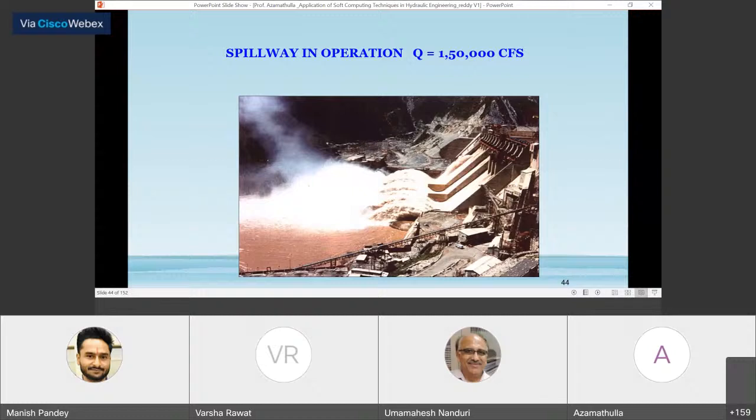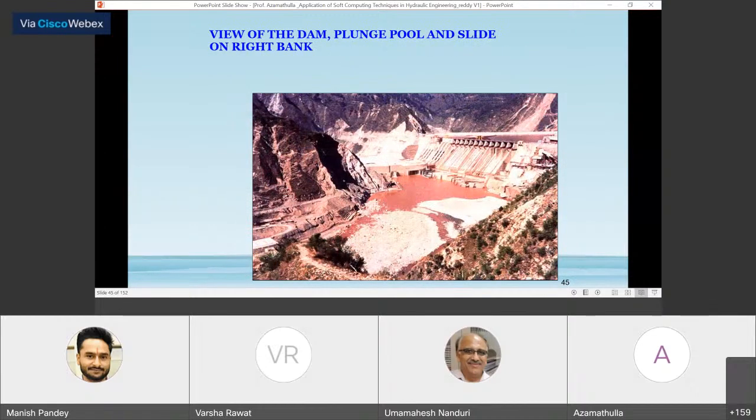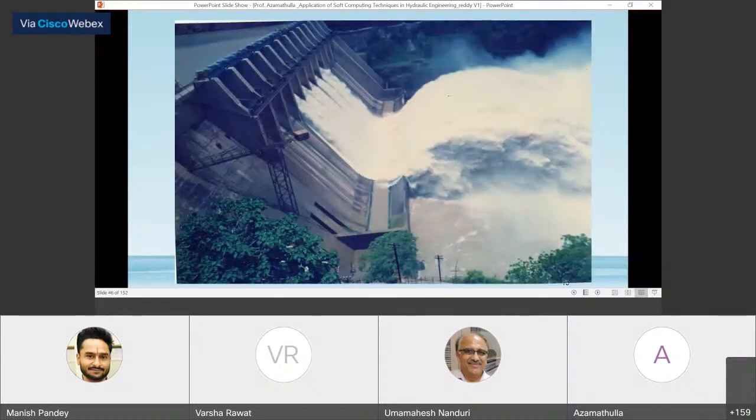You can see this much hazard happened for this much discharge, 150,000 cubic feet in one day, in 24 hours. You can see the right bank. Another case is the same problem in Srisailam Dam in Andhra Pradesh. They are facing it year by year. Now, in the rainy season and floods, if all gates are open, this is the problem.